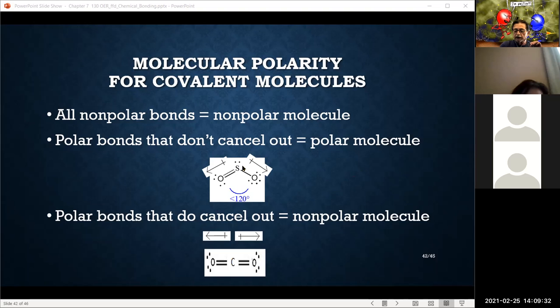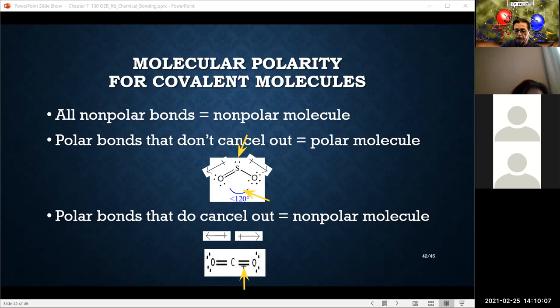For sulfur dioxide, remember that will be AB2E, okay? It's totally different. Because the lone pair is sitting on the central atom right there, that causes the bond angle to be less, okay? And there's no canceling out of that bond. If those bond angles were equal, they'd all cancel out. They're not, okay? Over here, we have a polar bond.